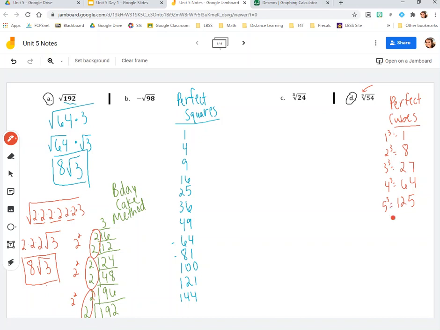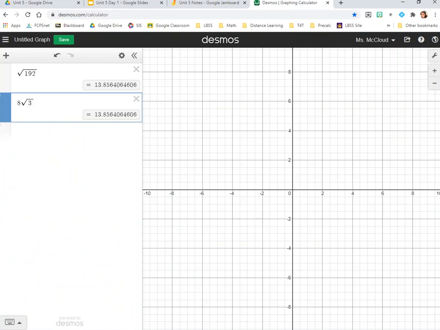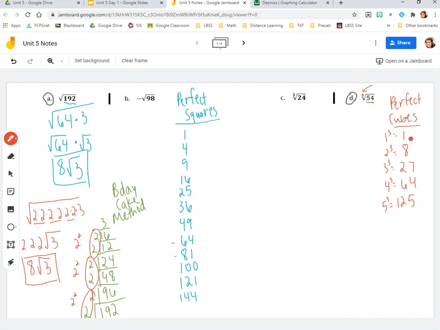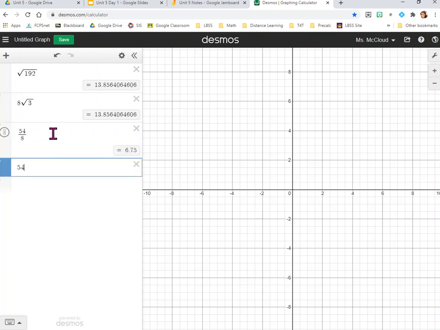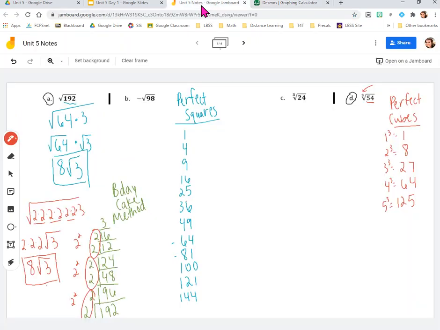So I'm going to do the same method of seeing what can divide into 54. I might need to use Desmos to help me, that's fine. I need to pick one of the smaller numbers, like 8 or 27, because 64 and 125 are just too big. So maybe I try 8, but I get a decimal. So now I'm going to try 27. Awesome. So 27 times 2 equals 54.